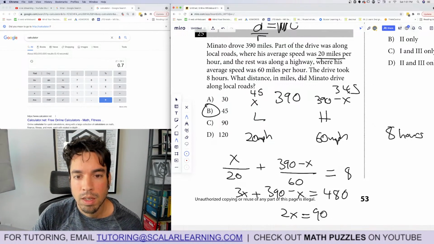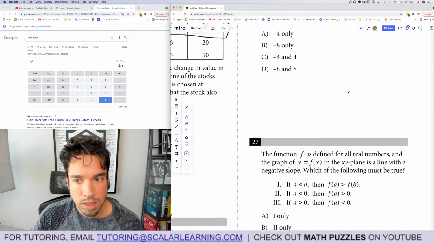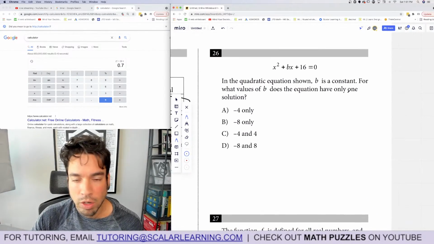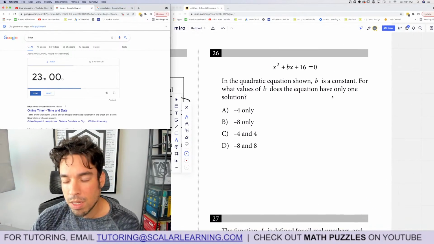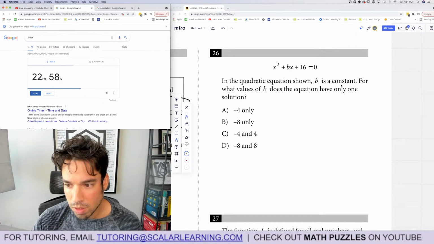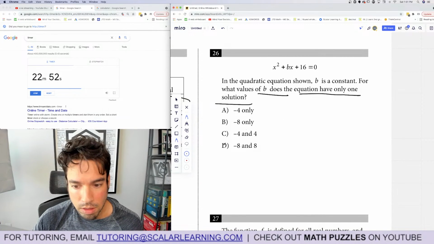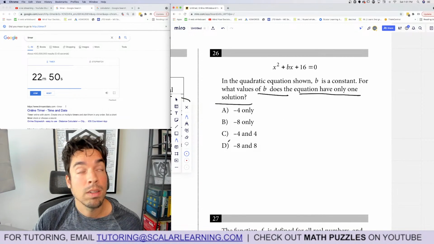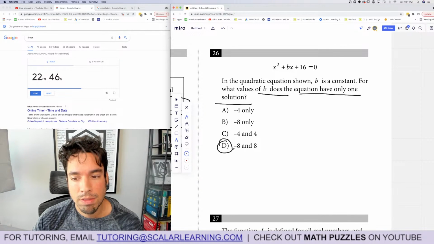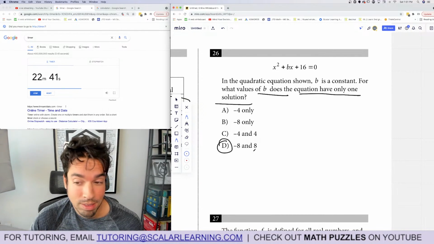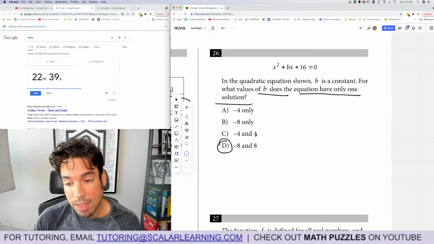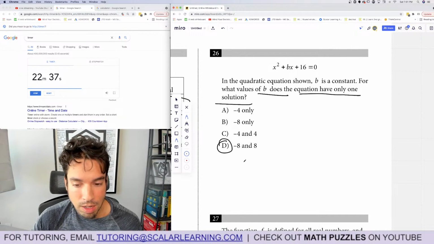26. In the quadratic equation above, b is a constant. For what values of b does the equation have only one solution? It's 8 and negative 8, because 8 definitely works. I'm going to show you why, but 8 definitely works. So if that's the case, it's got to be 8 and negative 8.